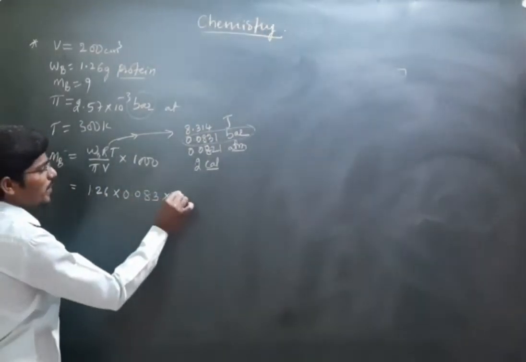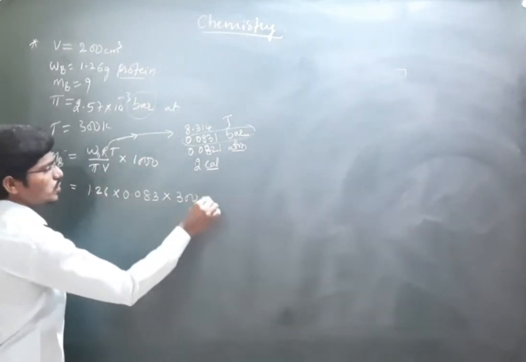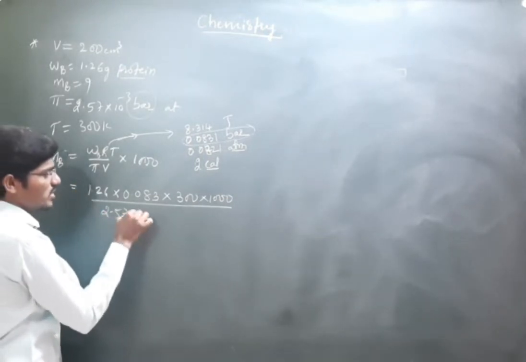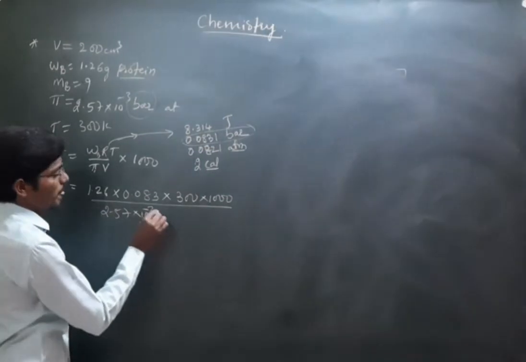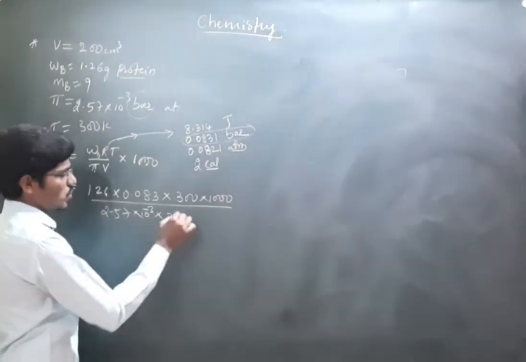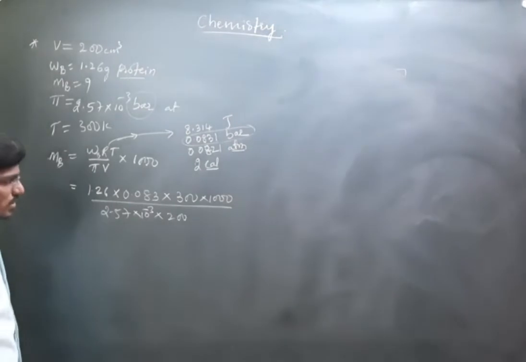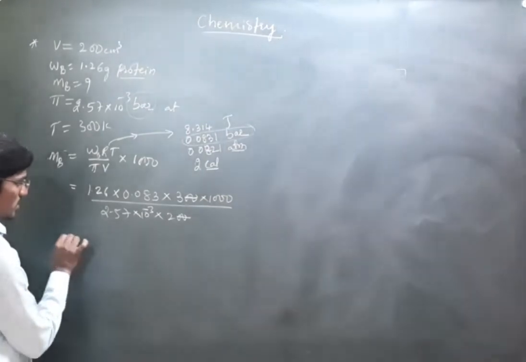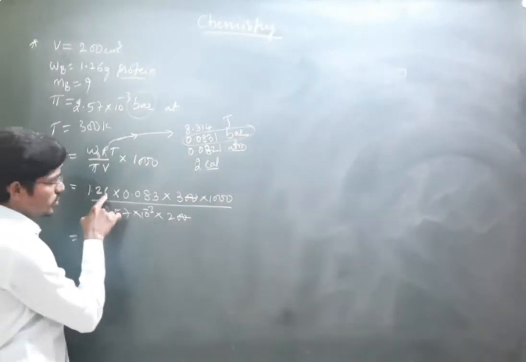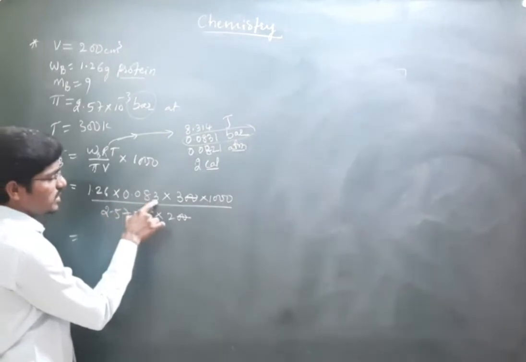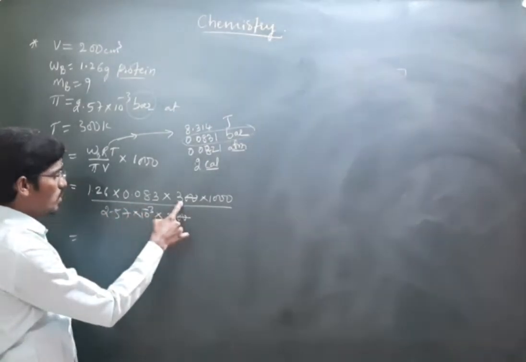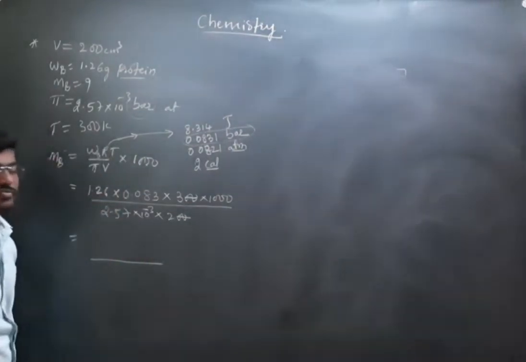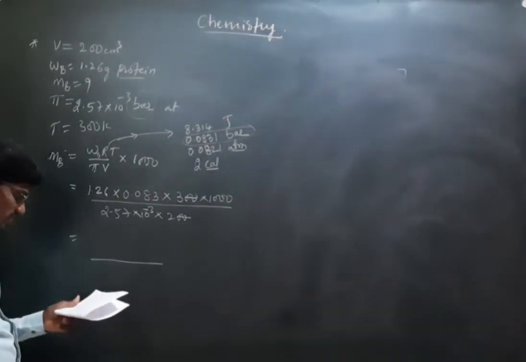0.0831 into temperature 300 into 1000 divided by pi value, which is given as 2.57 into 10 power minus 3, into volume, that is 200. You can simplify this and write the answer. 1.26 into 83 into 1.5 divided by this. So the final answer is, do the calculations and verify the answer.